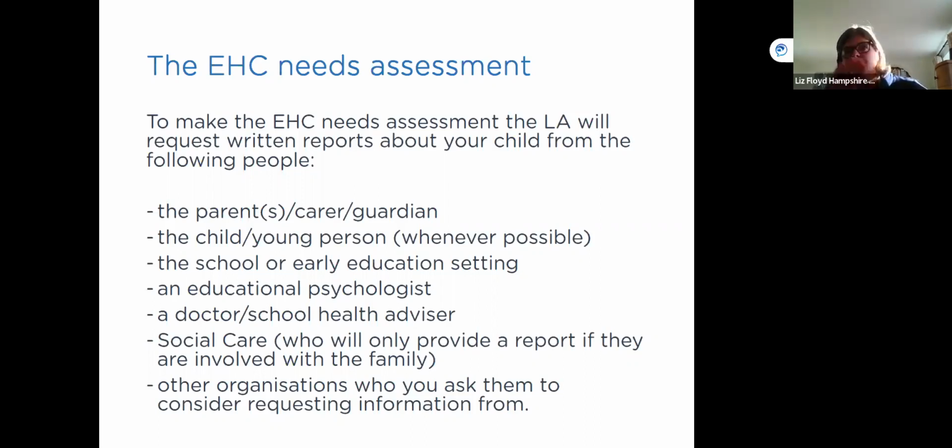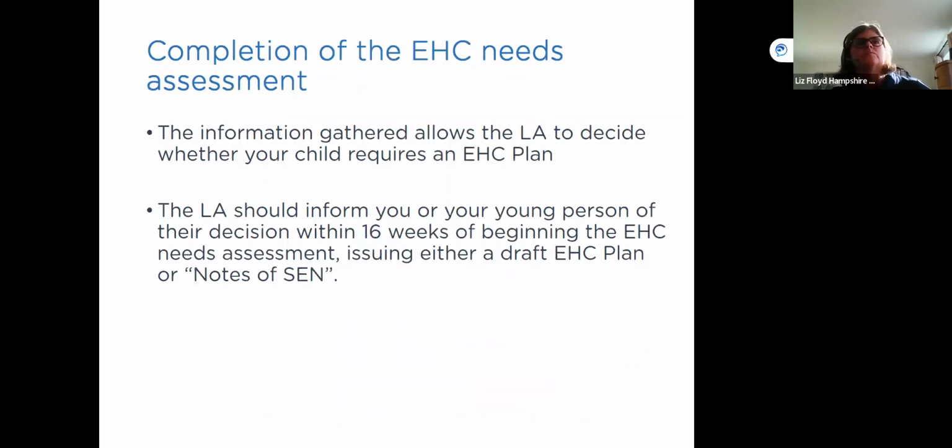Okay, so that part of the process takes quite a long time. The first portion takes about 6 weeks. This portion takes a minimum of 14 weeks and often longer. And then when they have made their decision, after they've gathered all that evidence up, they will then decide whether or not to issue a plan. The LA should inform you or the young person, if they're over 16, of their decision within 16 weeks of beginning the EHC Needs Assessment. And they will either issue a draft plan or, oh, hang on a sec.